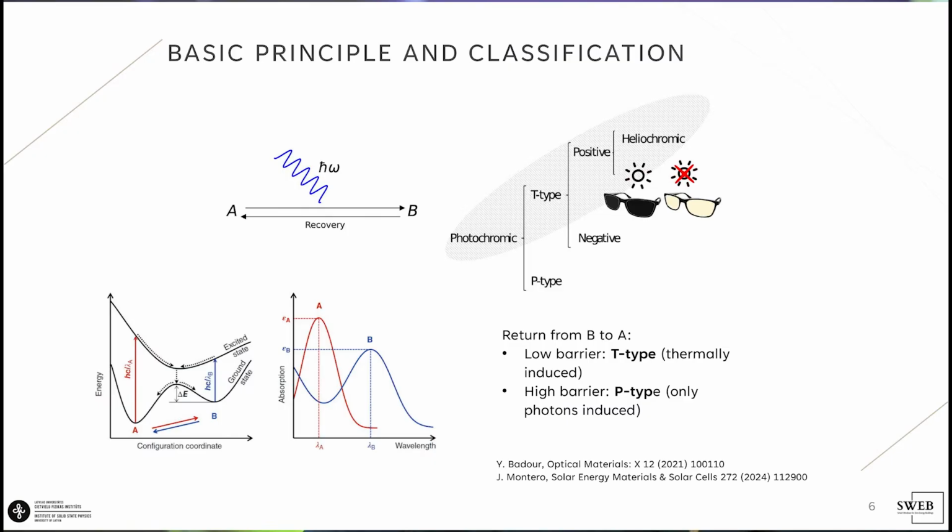And if the material darkens under illumination, it is a positive effect. And if it works with sunlight, then we call it heliochromic. However, if the material bleaches under illumination, then it's a negative photochromic effect.